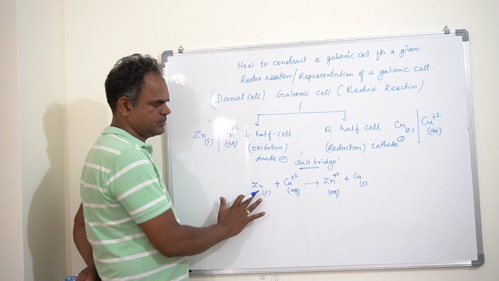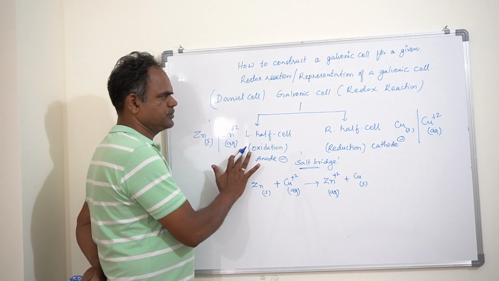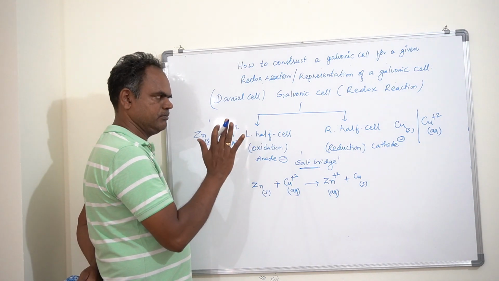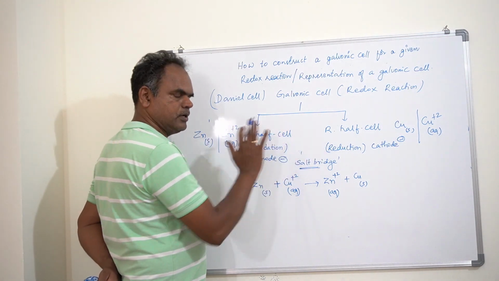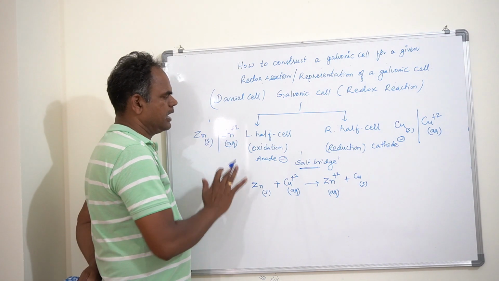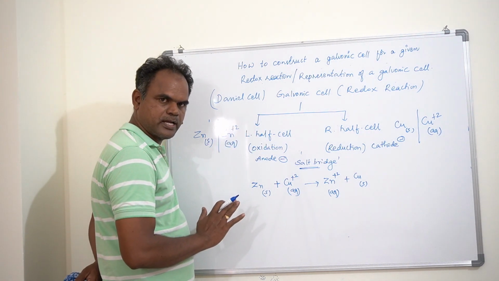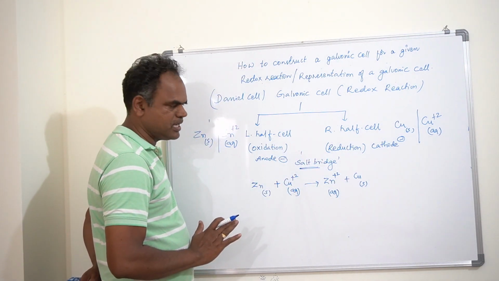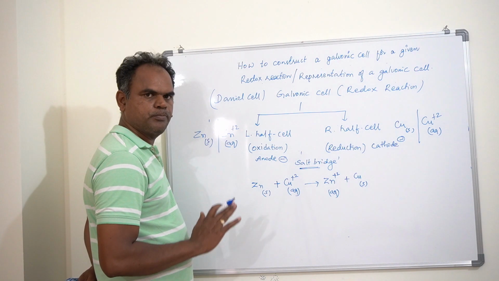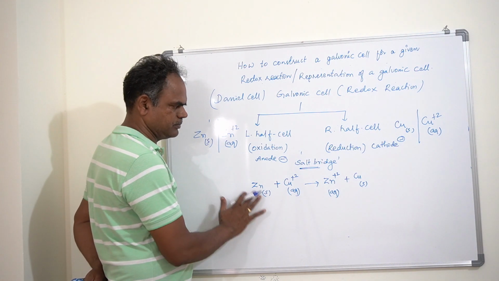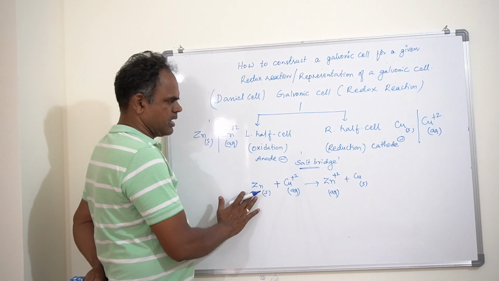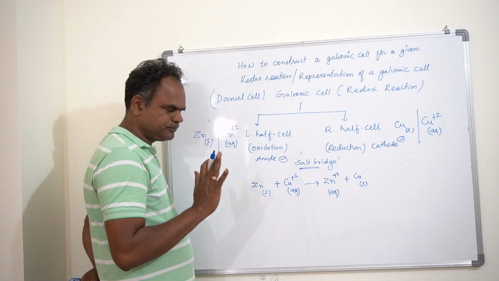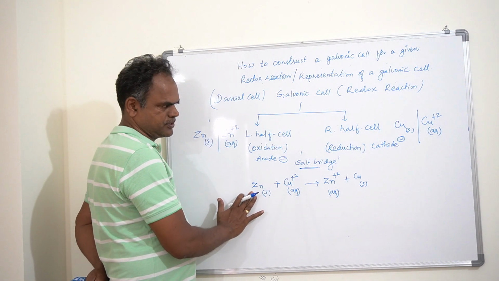So how do we get this? The left half cell and right half cell are separated. We take these in separate containers, and both are connected through a wire and voltmeter. Then the EMF will be generated, and a potential difference will be generated because of this reaction. So this is the redox reaction that takes place in the Daniell cell.